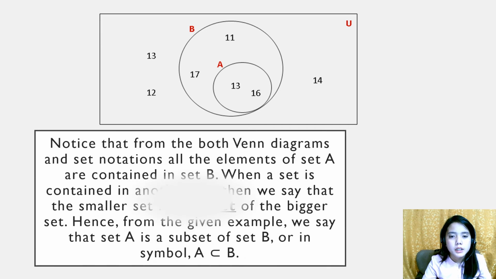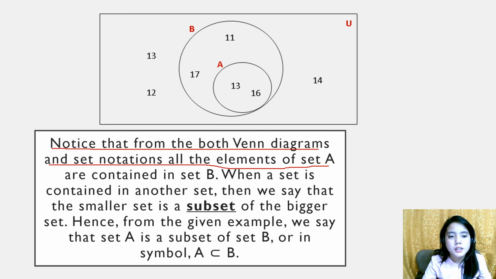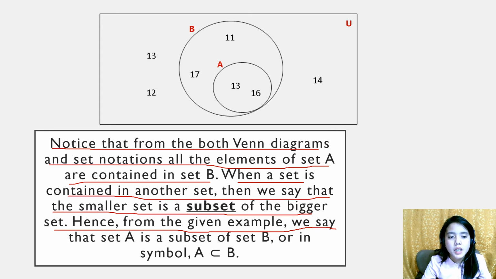Okay, proceed. Okay, let's read this one. Everybody, read it with me. Notice that from the both Venn diagrams and set notations, all the elements of set A are contained in set B. When a set is contained in another set, then we say that the smaller set is a subset of the bigger set. Hence, from the given example, we say that set A is a subset of set B, or in symbol, ingani siya pag kasulat. Okay, this is a symbol for subset.